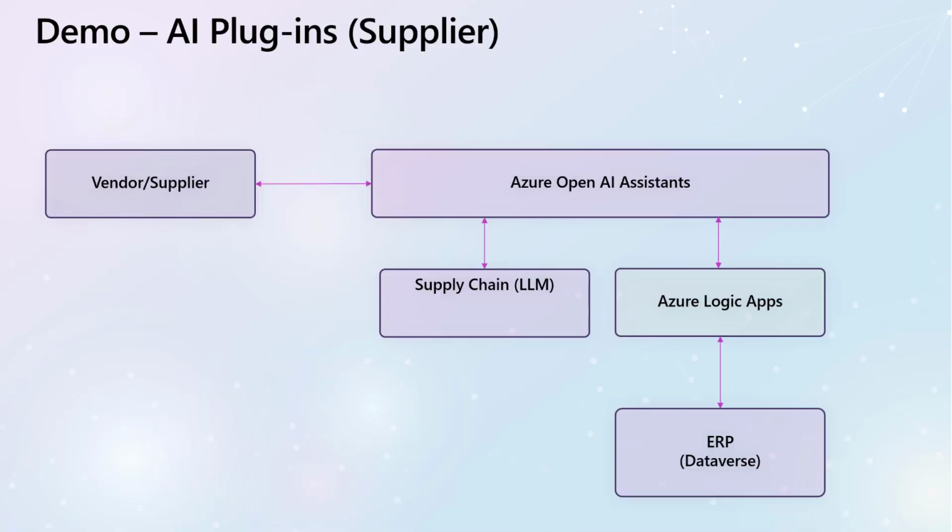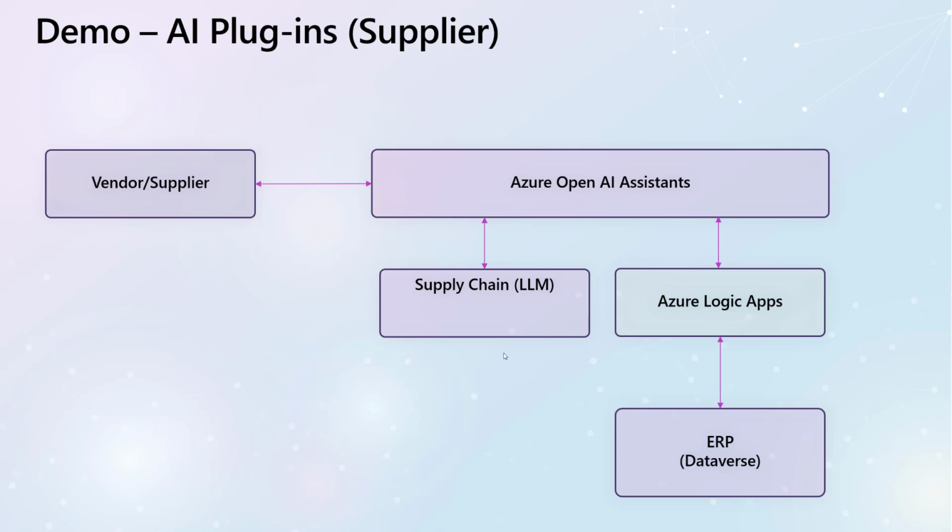The next demo that we're going to talk about is using Logic Apps as a plugin. So the use case we have here is we've got our vendor or supplier that's going to interact with a conversational chatbot, in this case hosted in Azure OpenAI Assistants. And there's naturally going to be some questions that the vendor can ask that we will try to answer using the large language model, the supply chain large language model. And so this might be situations like, what are the net payment terms, or are there any penalties for performance?